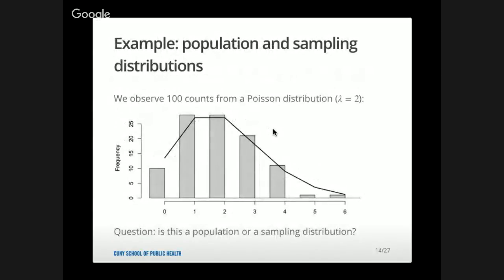So remember from last class, our example of observing 100 counts from a Poisson distribution. The Poisson distribution just has one parameter, lambda, and that lambda defines both the mean of the population, the number of counts, and the spread of it. And recall that the Poisson distribution can be useful for count data.